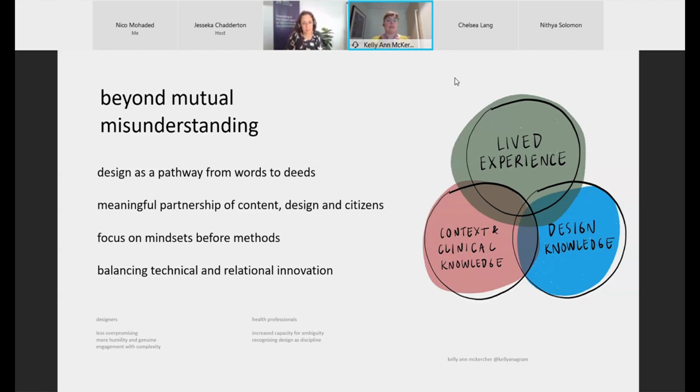Beyond mutual misunderstanding, we focus very much on mindsets and sharing mindsets before we move into methods, which can very much turn into co-design performance or design performance. We must balance the technical with the relational innovation and keep coming back to what is human and what care is about, because care is very much about the relational and the technical is probably a support to that. But we have to do a few things differently.